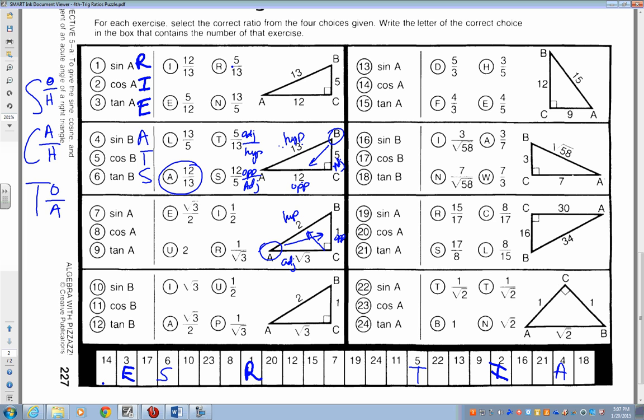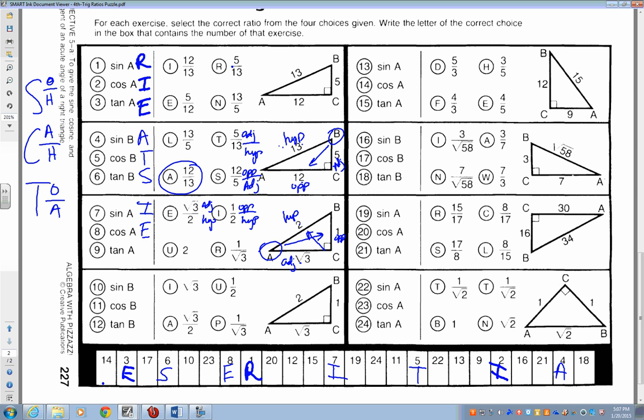So sine is opposite over hypotenuse. Opposite is the 1 over hypotenuse. So this would be 1 over 2. There it is, 1 over 2. So I'm going to put an I there. So number 7, letter I. Now cosine is adjacent. Adjacent was the square root of 3 over hypotenuse. So that's the square root of 3 over 2. There's the adjacent. There's the hypotenuse. So that's E. So 8 is going to be E.